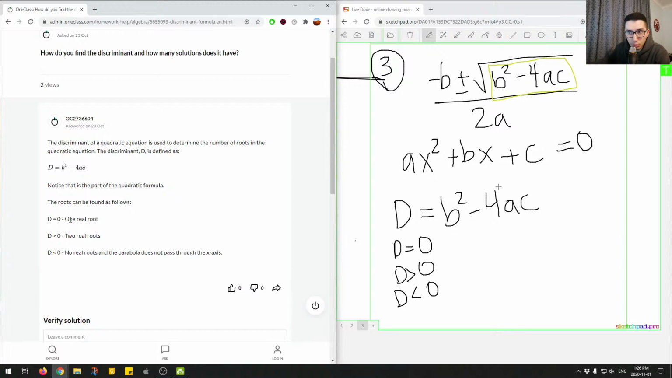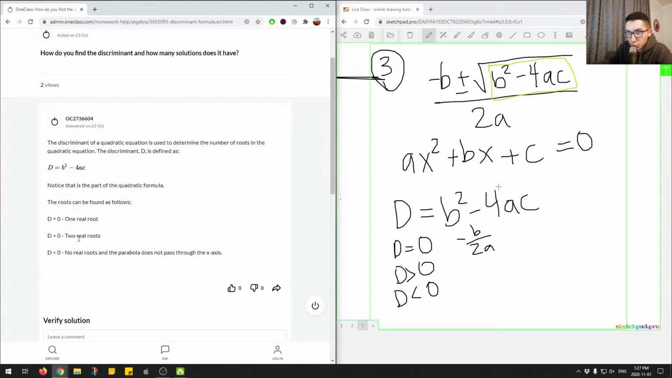So when D is equal to 0, we can see that this term over here would equal 0, and we end up with just negative b over 2a. If we plug these values into this equation, we'd only really have one real root. So this is correct over here. When the discriminant is equal to 0, we'd have one real root, and it would be this value.